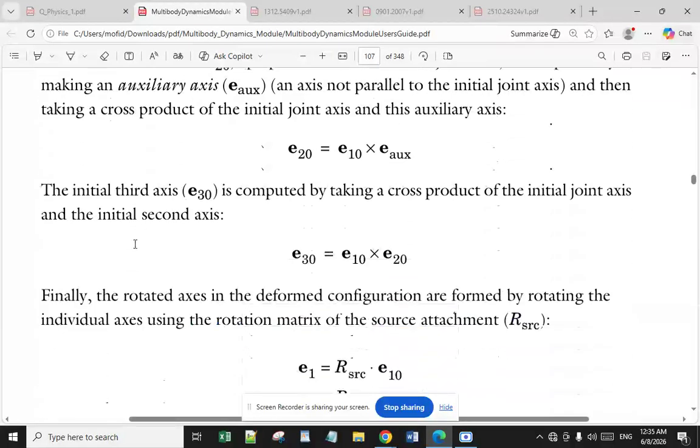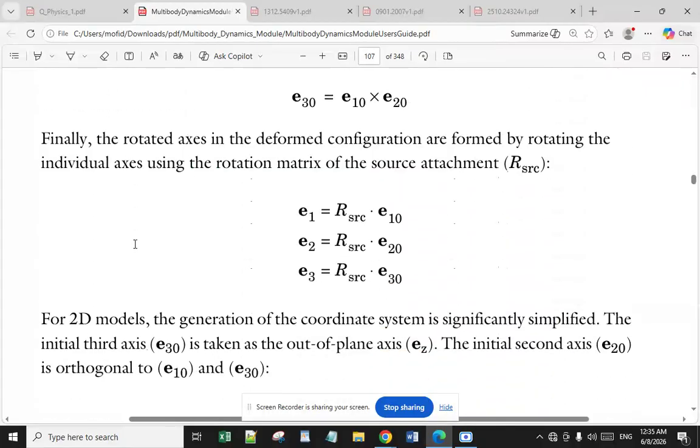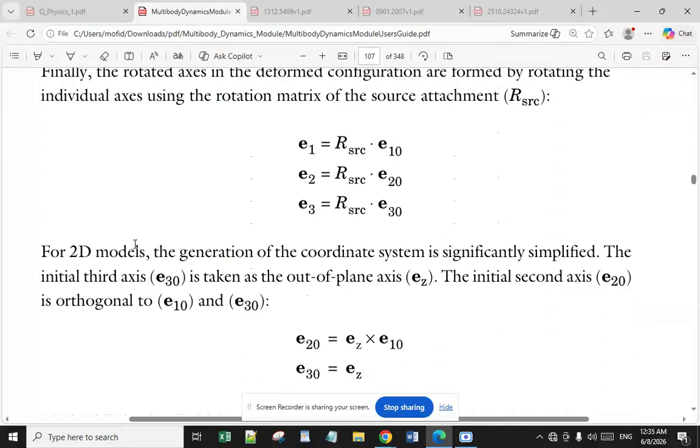E20 is equal to E10 multiplied by E auxiliary. The initial third axis E30 is computed by taking a cross product of the initial joint axis and the initial second axis. E30 is equal to E10 multiplied by E20. Finally, the rotated axes in the deformed configuration are formed by rotating the individual axes using the rotation matrix of the source attachment or source.